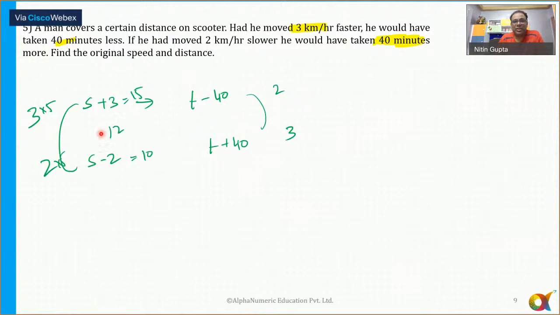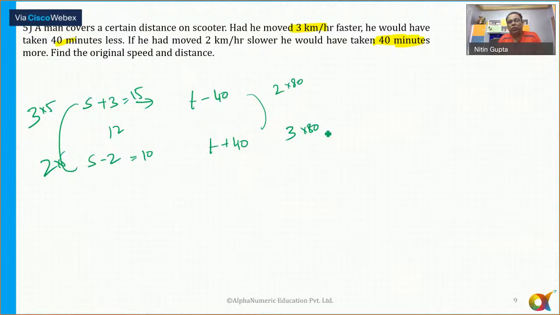Same logic here. T minus 40 corresponds to 2. T plus 40 corresponds to 3. In the ratio, there is a gap of 80. Minus 40 plus 40, 80. In the ratio 2 and 3, there is a gap of 1. But we need a gap of 80. All right, we need a gap of how much? 80. So 2 into 80 and 3 into 80.